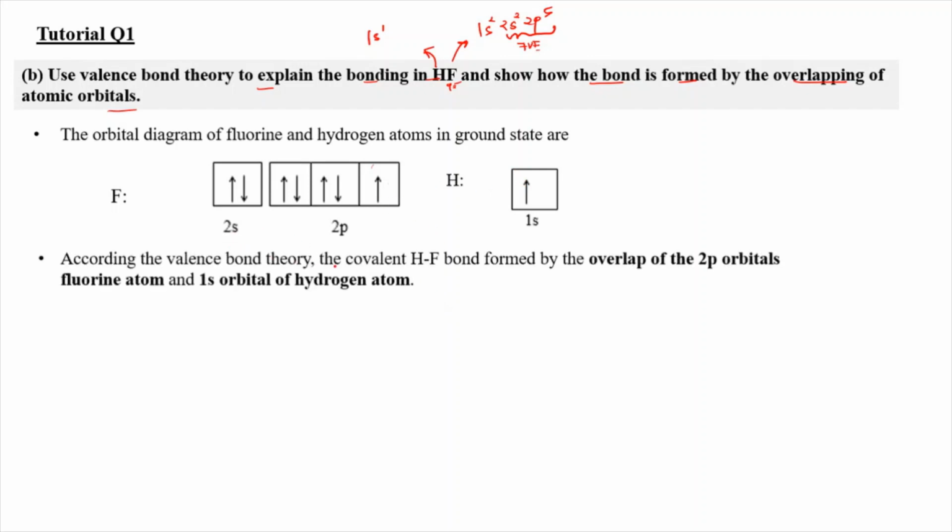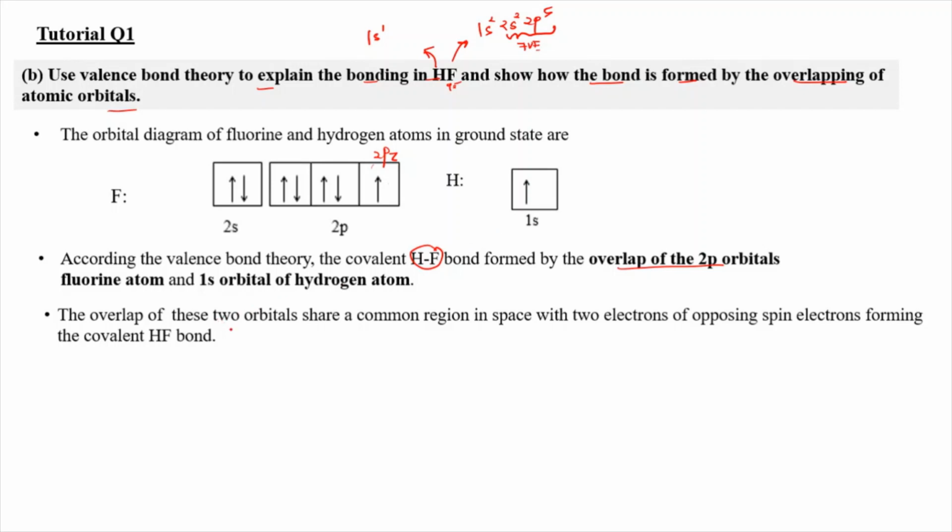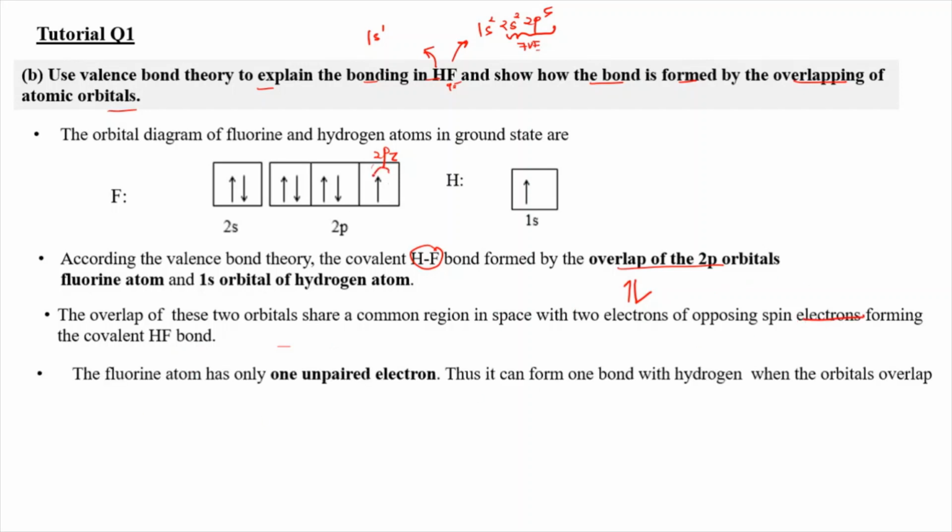So according to the valence bond theory, the covalent HF bond can be formed from the overlap of the 2p orbital, so maybe this one can be 2pz, for example, of the fluorine atom, and then it's going to overlap with 1s of the hydrogen atom. And this overlapping of the orbital will share a common region in space in which the two electrons of opposite spin form the covalent HF bond. The fluorine atom has one unpaired electron and the hydrogen will also have one unpaired electron. So when they are overlapping, one of them is going to flip the spin and a bond is going to be formed.